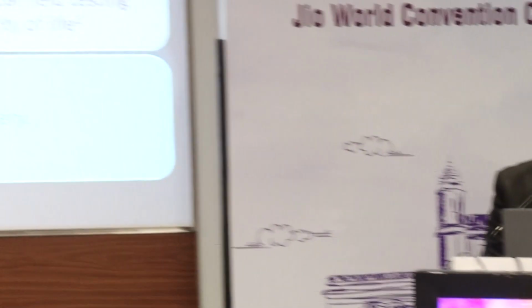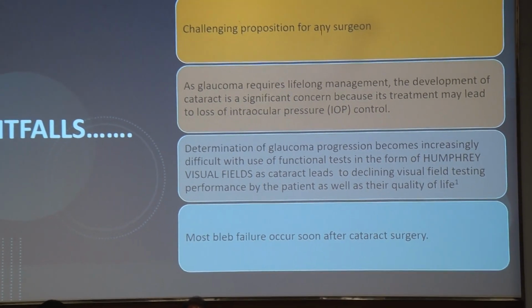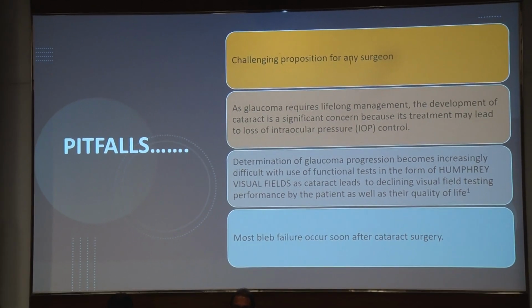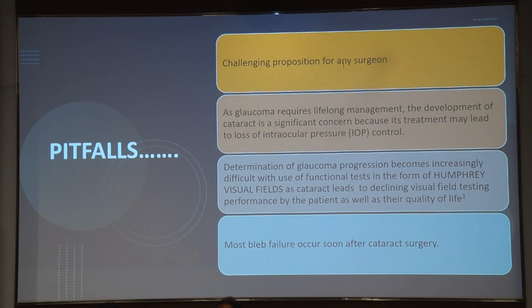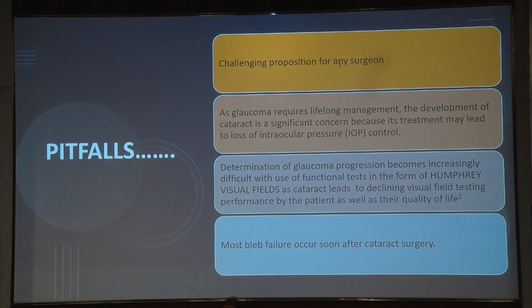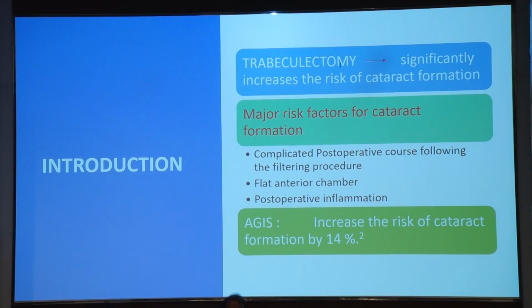So what are the pitfalls in this? One, it's a challenging proposition for any surgeon, because whatever little vision is remaining, you don't want that patient to be devoid of that. Glaucoma requires lifelong management. The development of cataract is a significant concern because its treatment may lead to loss of intraocular pressure control. The visual field is also an issue when there is advanced cataract, and most bleb failure occurs soon after cataract surgery. Now, trabeculectomy significantly increases the risk of cataract formation.